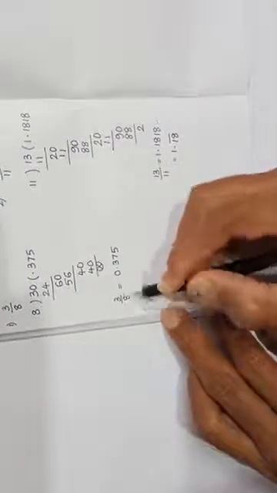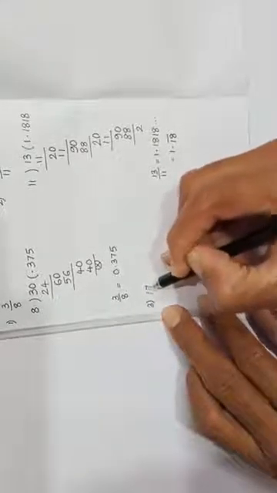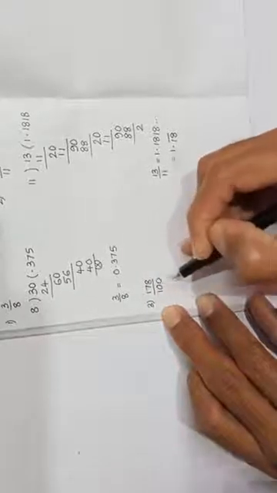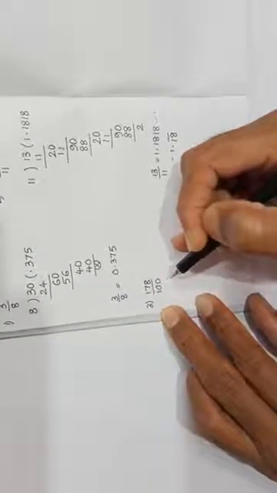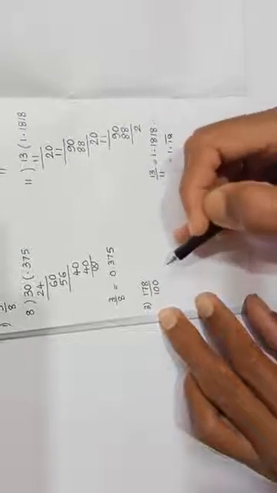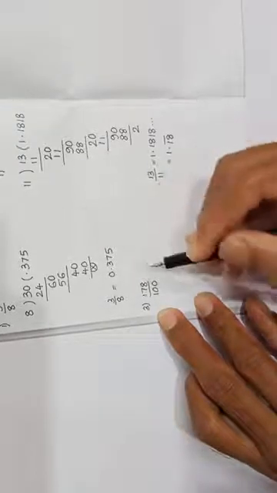Suppose I am taking the other one, 178 by 100. Here the denominator is 1 followed by zeros, so we need not do the division. We can directly write it down.